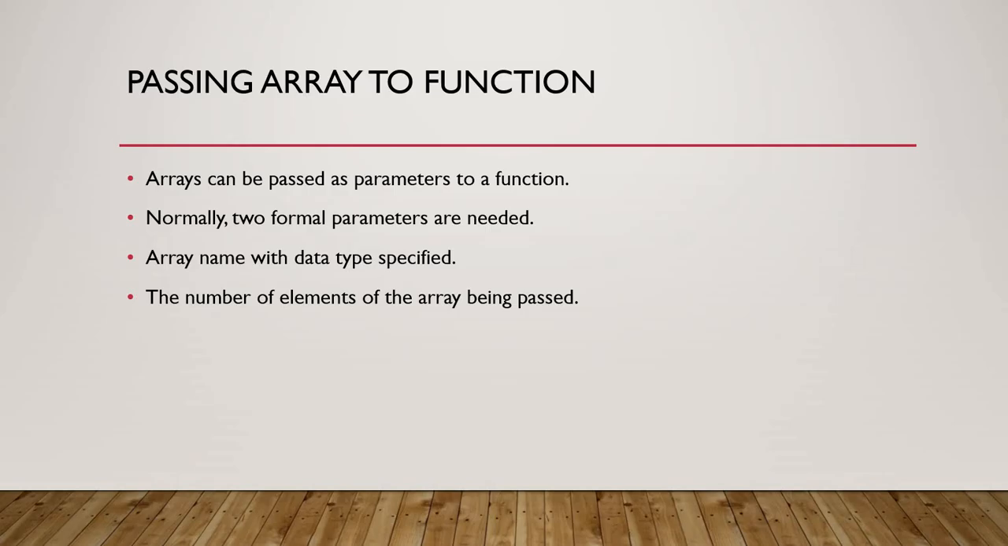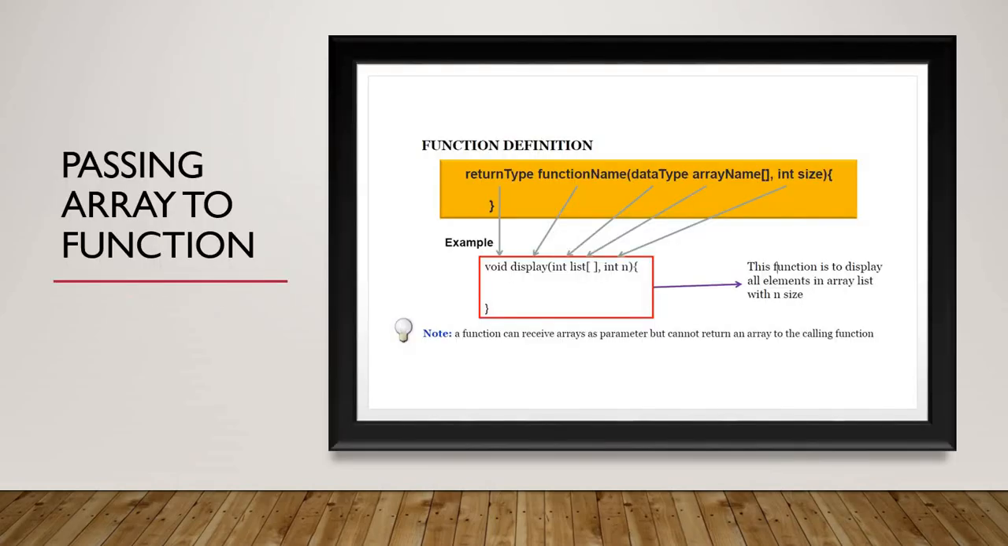So arrays can be passed as parameters to a function. Normally two formal parameters are needed. When you are going to pass an array to a function, you need two formal parameters in your function definition. The array name with data type will be specified, and then the number of elements of the array being passed also needs to be clarified. Okay, so now let's look at the next slide.